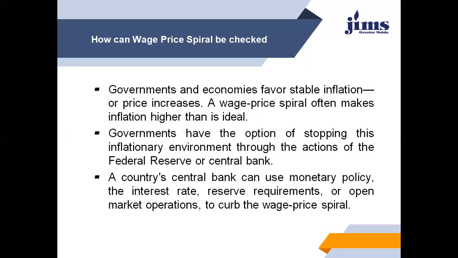So governments have the option of stopping this inflationary environment through the action of the Federal Reserve or central bank. Now, what all steps can be taken? A country's central bank can use monetary policy, the interest rate, reserve requirements, or open market operations to curb the wage price spiral. Let's understand it.